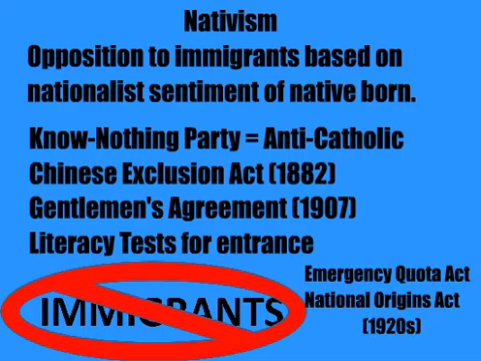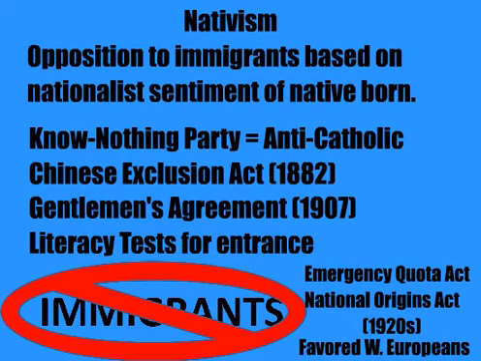By the 1920s, it became apparent that the U.S. government favored certain immigrants over others. The Emergency Quota Act and National Origins Act set limits on immigration, especially from Southern and Eastern Europe. Therefore, Western immigrants, the ones closer in ties to American culture, were favored.